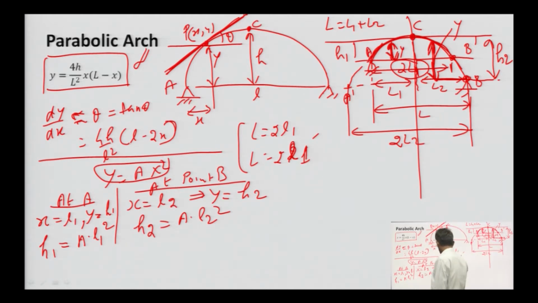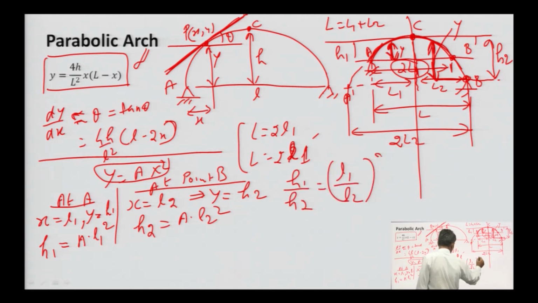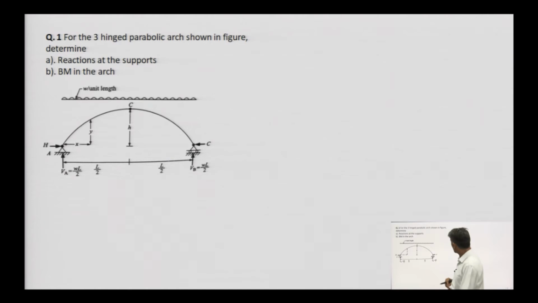So, h1 by h2 is equal to (L1 by L2) square. So, L1 by L2 is the square root of h1 by h2. If the elevation of the crown from both supports is known to us, then the values of L1 and L2 can be calculated easily. Except for this, everything is the same as we did in previous questions.